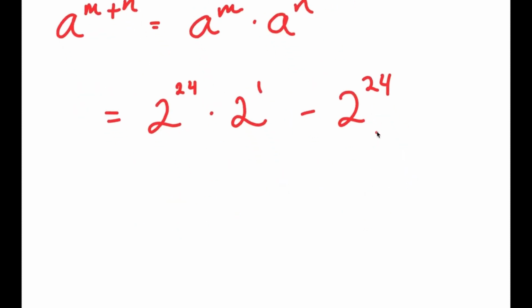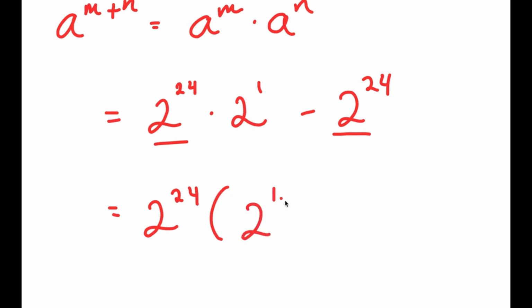Now, from here, what I'm going to do is factor out 2 to the power of 24, because notice how both of these terms have 2 to the power of 24 in them. So I get 2 to the power of 24 times 2 to the power of 1, divided by 2 to the power of 24, is just 2 to the power of 1. And negative 2 to the power of 24 divided by 2 to the power of 24 is just negative 1.